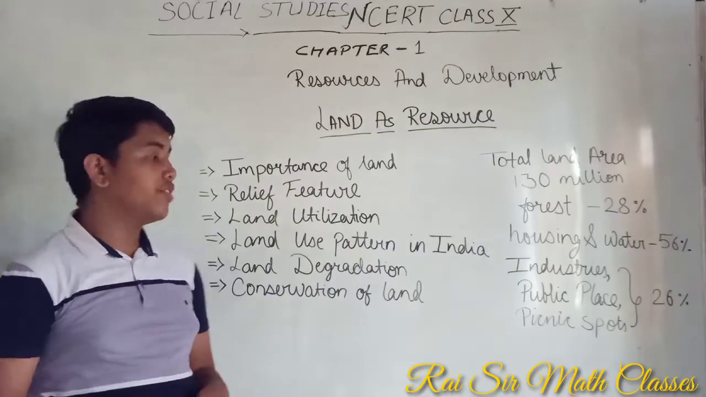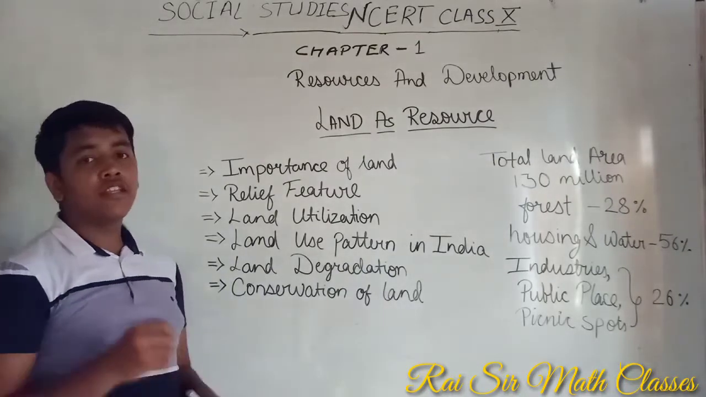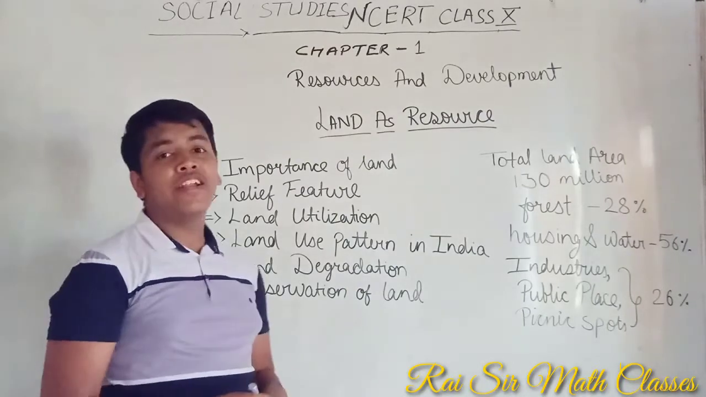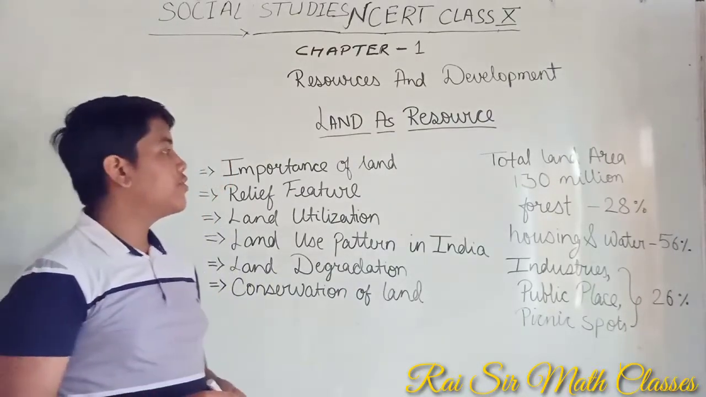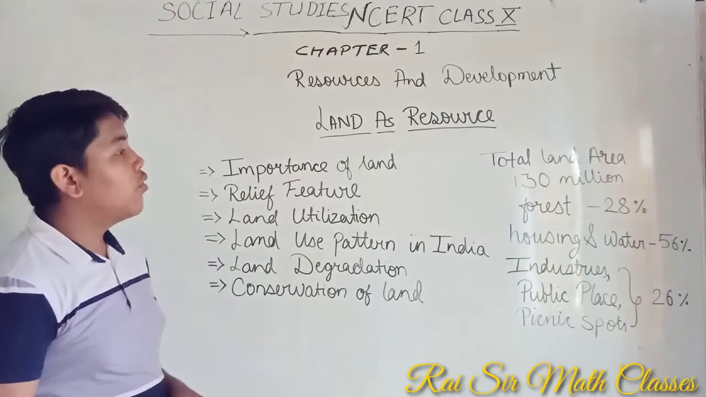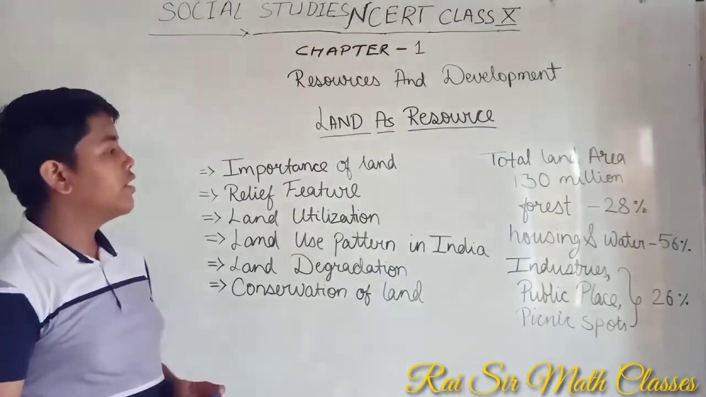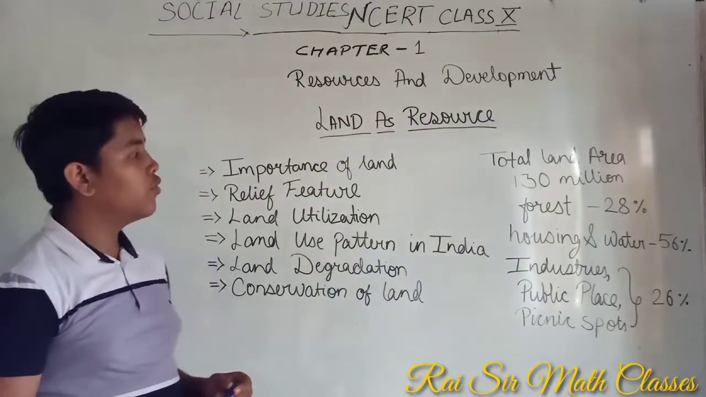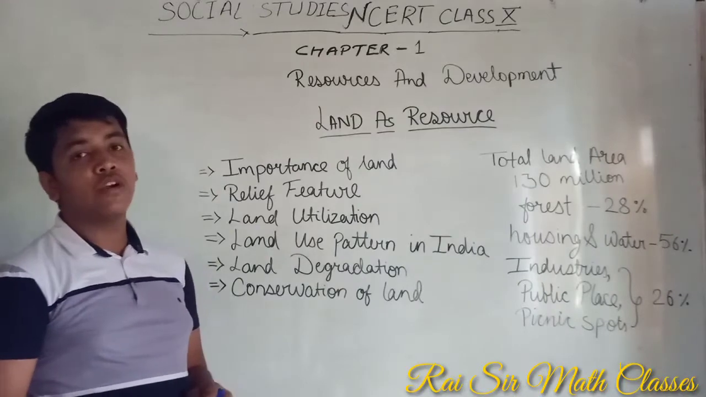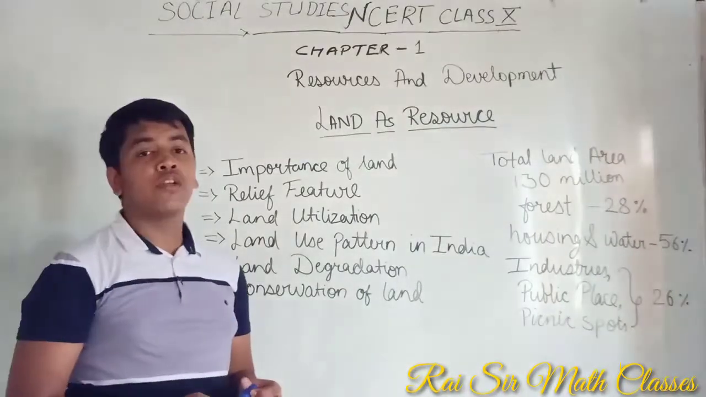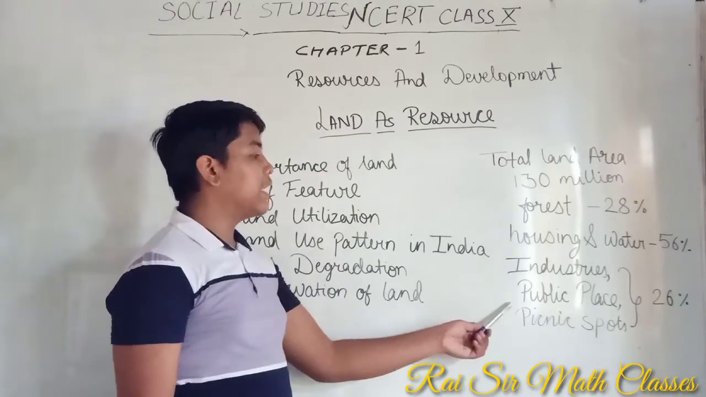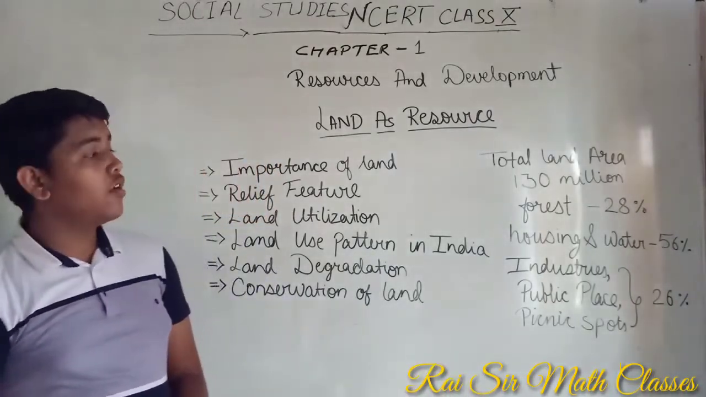So what does it mean? Land degradation is the process of how we utilize our land. In India, the total land is 130 million hectares. So how is it utilized? We are going to know about forests, housing and water, meaning water bodies like ponds, rivers, glaciers, etc., industrial, picnic places or public places.